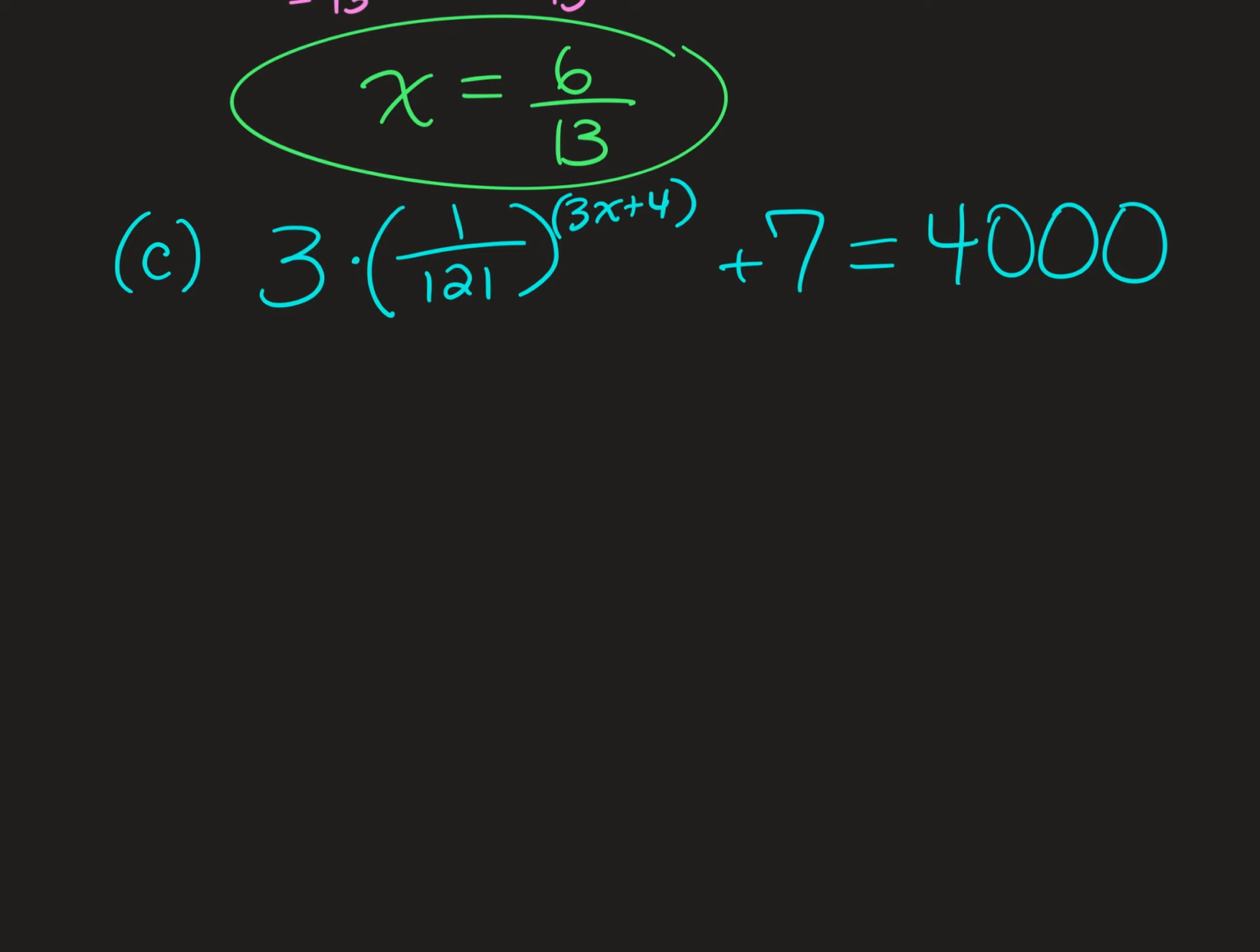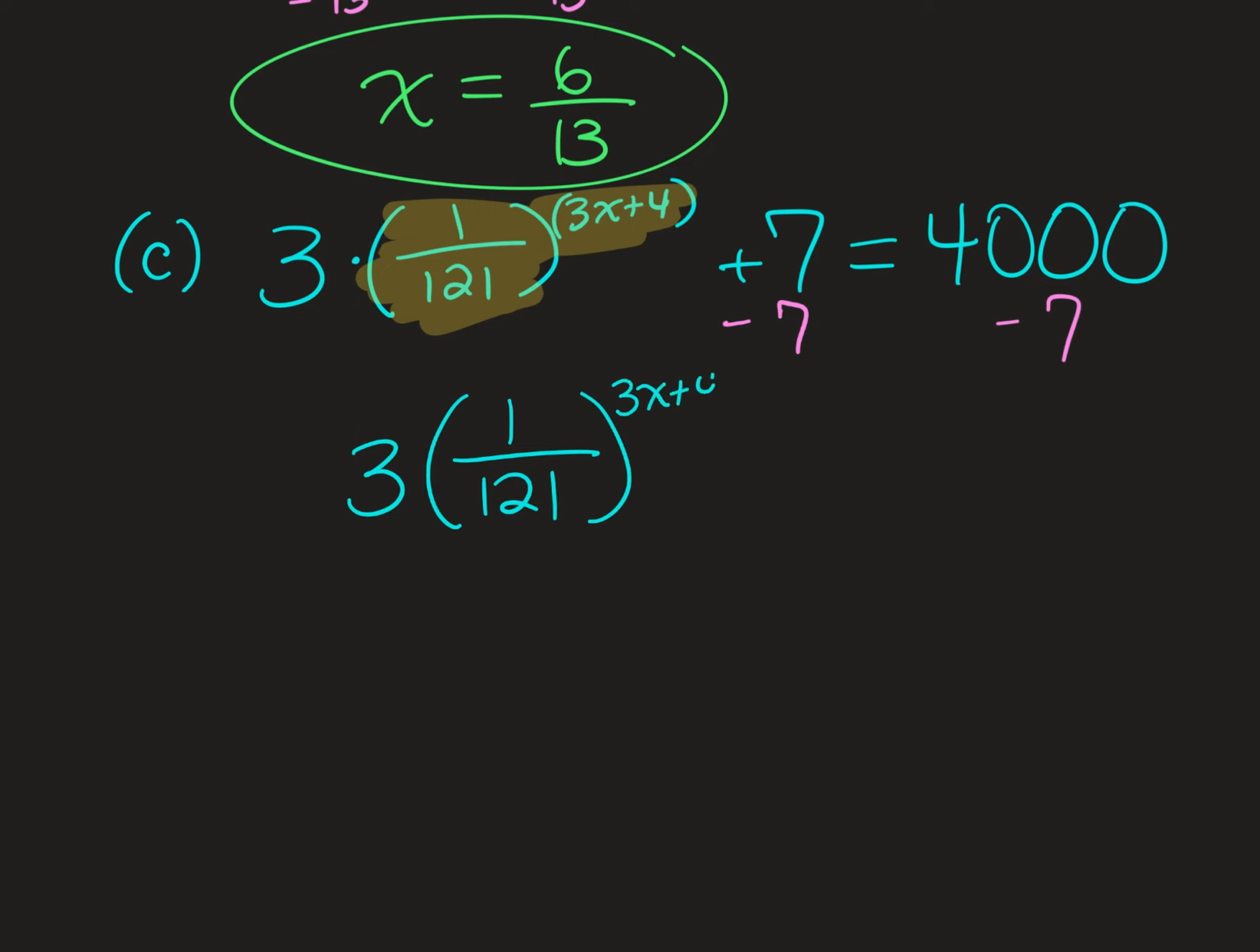Okay, my ultimate goal here is to try to get this guy by itself. Okay, if I can get the 121 raised to the 3x plus 4 power by itself, then I can start thinking about how to write common bases. So if this, what I've highlighted, was our variable, we'd have 3 times that variable plus 7 equals 4,000. Well, to solve for that variable, I would just start by subtracting 7. I have 3 times 1 over 121 raised to the 3x plus 4 power equals 3993.